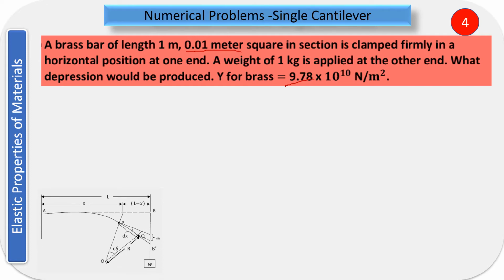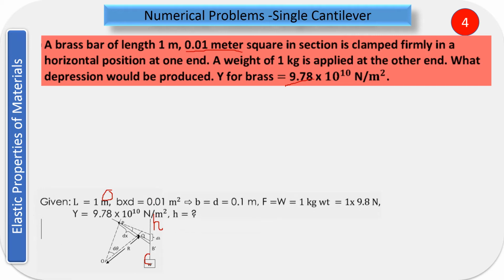So again, this is your cantilever, and for this cantilever you have put the load W, and what is the value of H, that is the depression that has been produced. This is what you have to find out. The length of the brass is given, so this length L is given. Cross sectional area is given. So let's see what is given.